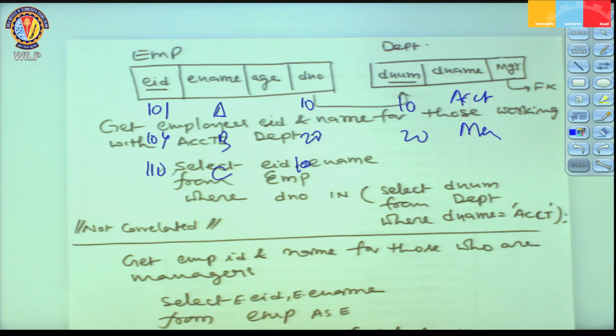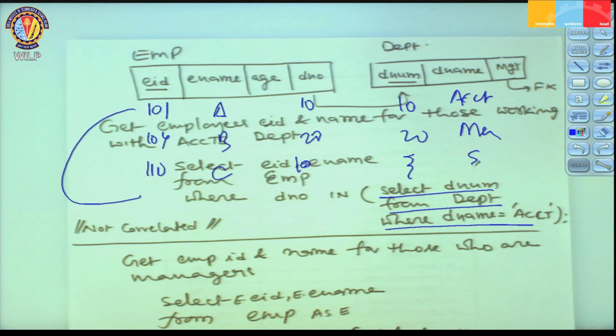Now according to the outer query, first it will take the first tuple, and because it is not a correlated nested query, the inner query can be executed only once. You can execute it any number of times, and the result is going to be the same. So what is the result? This will give the department number where the department name is equal to accounts. Of course, the result is going to be 10. Now as part of executing the outer query, first it will take the first tuple in the employee table and check whether DNO is in this set or not.